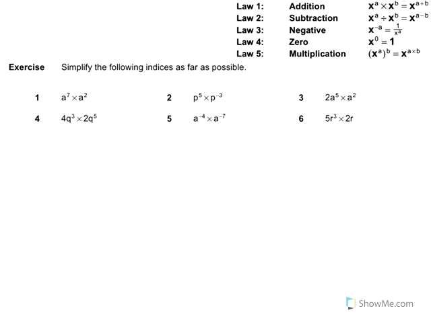First thing we need to remember is that these laws only apply if the base number is the same. The base number has to be the same. If they're different, we cannot use these rules. So in question 1, we've got a to the power of 7 times a squared. Now, if that was b squared, we would not be able to use law 1, because it's only for ones with the same base.